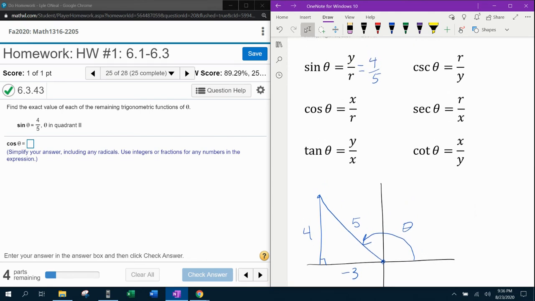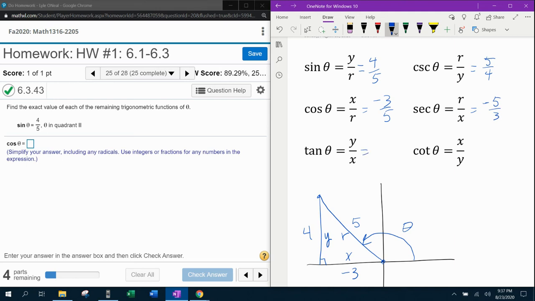So now we have all of the information we need to find all of the trig ratios. We know x, we know y, and we know the radius. So the cosecant is probably the easiest piece to get. The cosecant is the reciprocal of sine, so that's going to be 5 over 4. Cosine is x over r, which is going to be -3 over 5. And the secant is the reciprocal, which is -5 over 3.